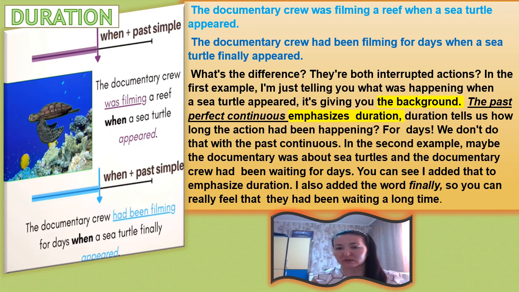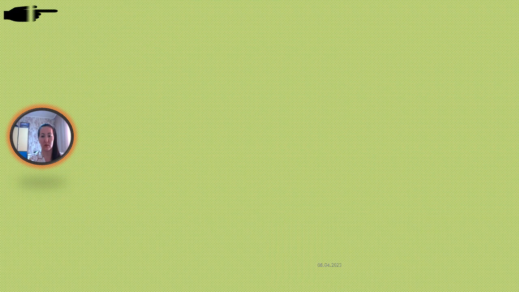The past perfect continuous emphasizes duration. Duration tells us how long the action had been happening. For days. We don't do that with the past continuous. In the second example, maybe the documentary was about sea turtles and the documentary crew had been waiting for days. You can see I added that to emphasize duration. I also added the word finally so you can really feel that they had been waiting a long time.